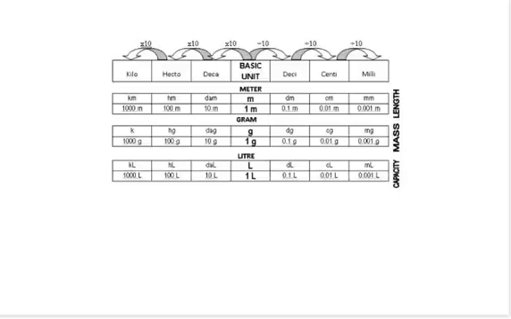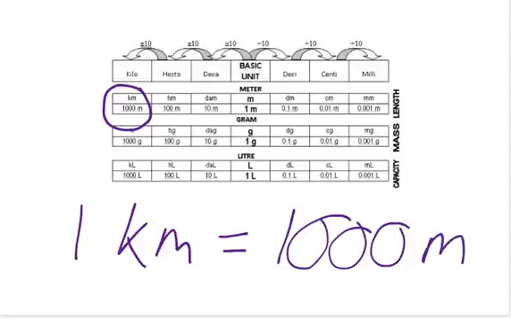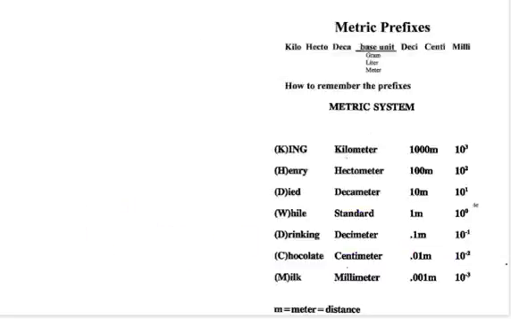And it goes the same way for the bigger units, but it will be times 10 for deca, hecto, and kilo. For example, kilometer will be 1,000 meters. So it's 1,000 more. There are 1,000 meters in 1 kilometer. Yeah, that's 1 kilometer is equal to 1,000 meters.